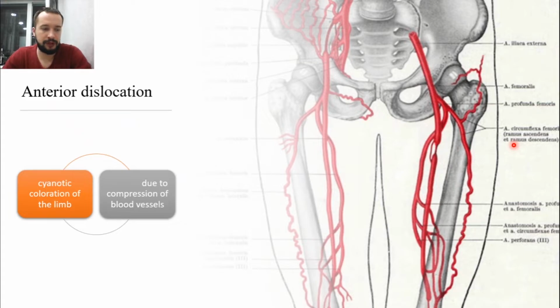And please try to remember that when we talk about anterior dislocation, we will always have a cyanotic color of the limb, because we have compression of the arteries. You see that the arteries go along the anterior side of the leg, and if the caput goes to the anterior side, in anterior dislocations, it will compress the arteries.